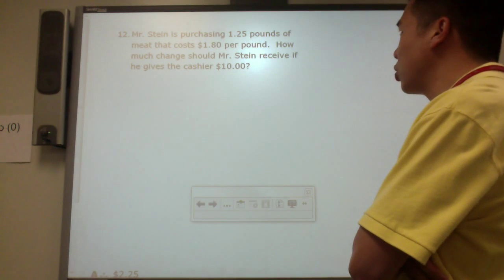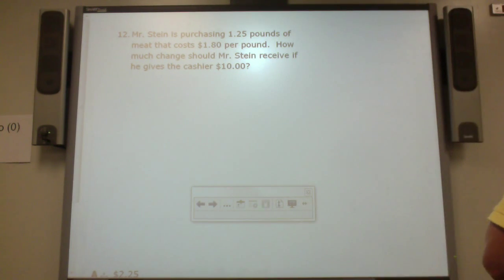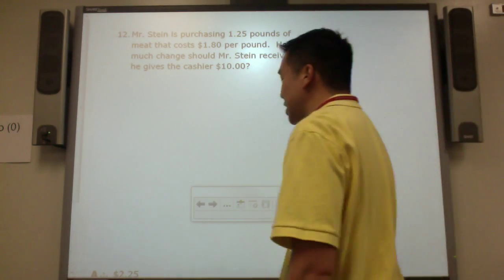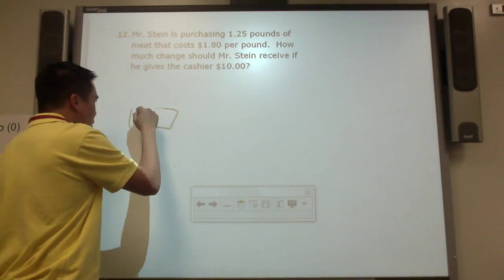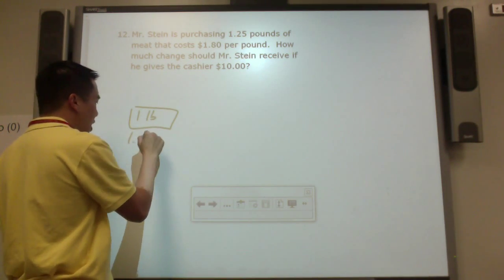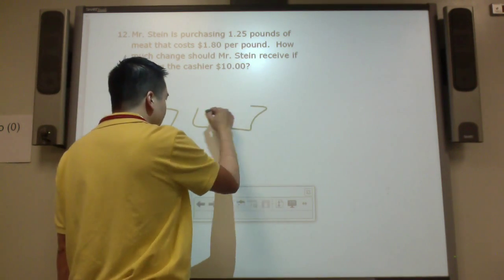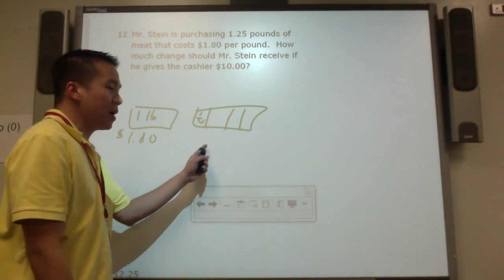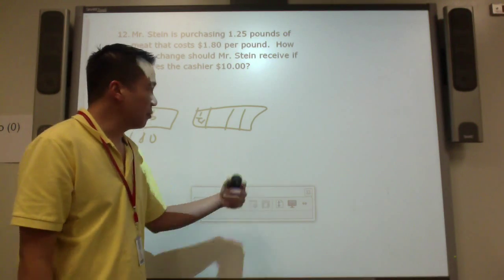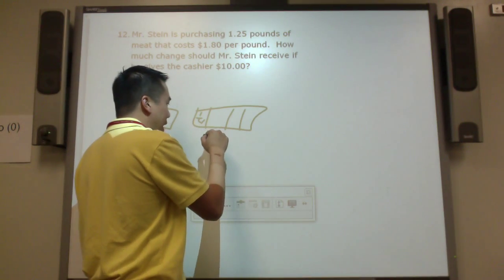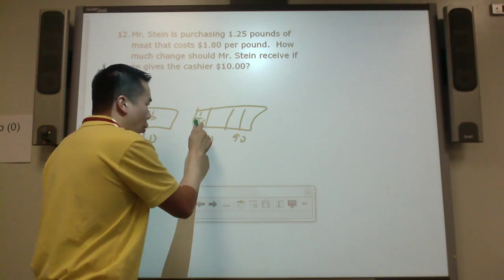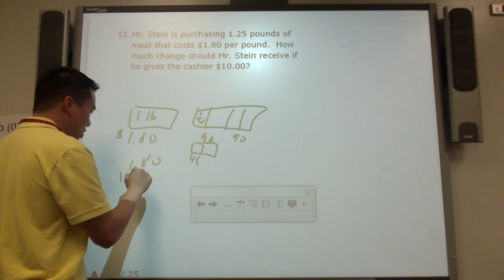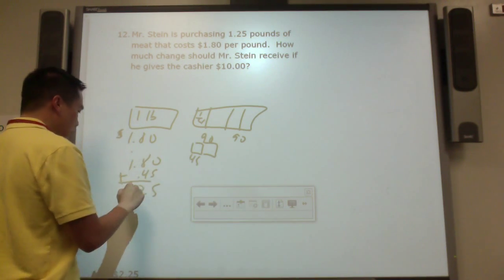Number 12. Mr. Stein is purchasing 1 and 1/4 pounds of meat that costs $1.80 per pound. How much change should he receive if he gives the cashier $10? So he buys 1 pound. It will cost him $1.80. However, he only bought 1/4 more. So is he going to pay a full $1.80 on it? No. So half a pound will cost 90 cents. 1/4 of it will cost 45 cents. So $1.80 plus 45 cents is $2.25.